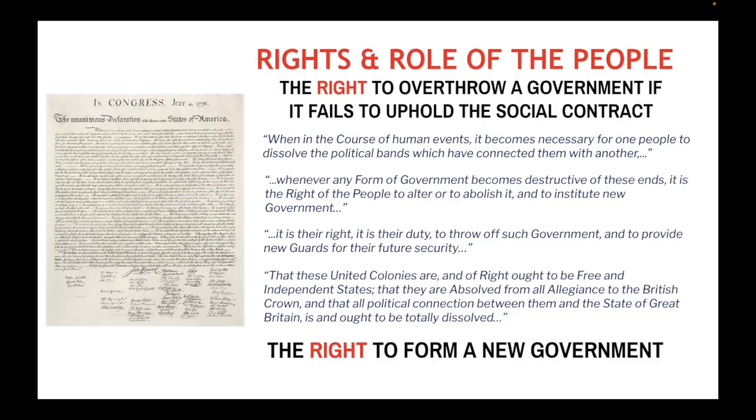So there are some phrases here from the Declaration that I pulled out, but essentially the Declaration says the colonists have the right to overthrow the government. Here's why we're overthrowing the government. And by the way, we're creating a brand new country called the United States of America.